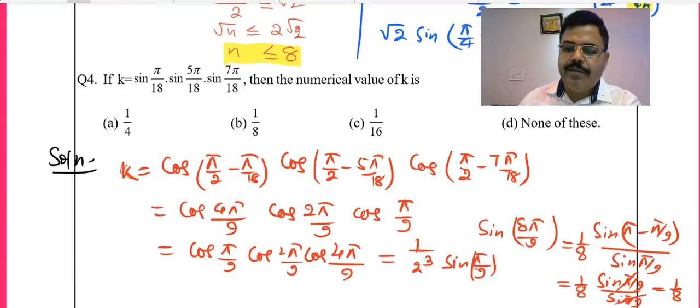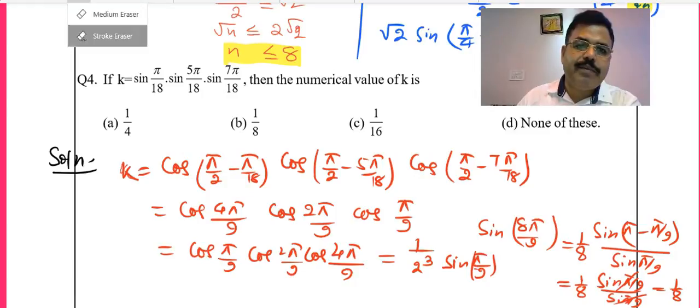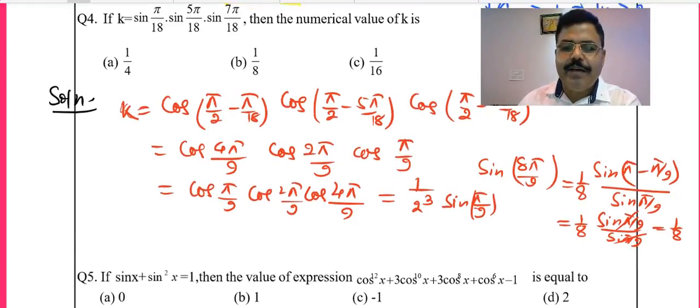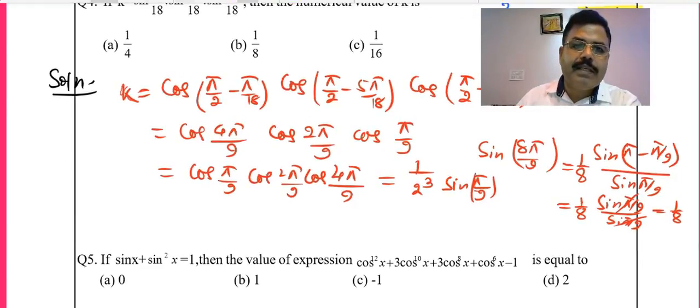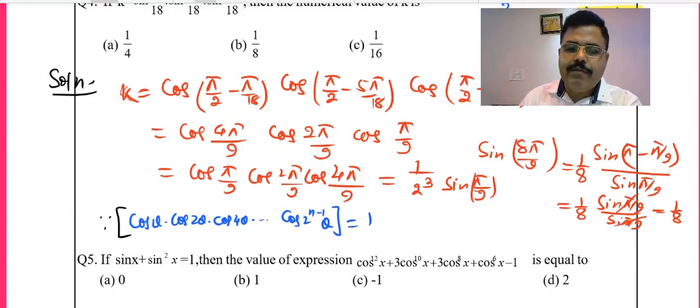What formula have I used here? The formula I have used here, you must remember, recall this formula. And hopefully you got this. You must understand that there is a formula. And what is that formula? That cos theta, cos 2 theta, cos 4 theta, like this up to cos 2 to the power n minus 1 theta, is equal to 1 by 2 to the power n sine theta, sine 2 to the power n theta. So using this same fact, you got this sine.